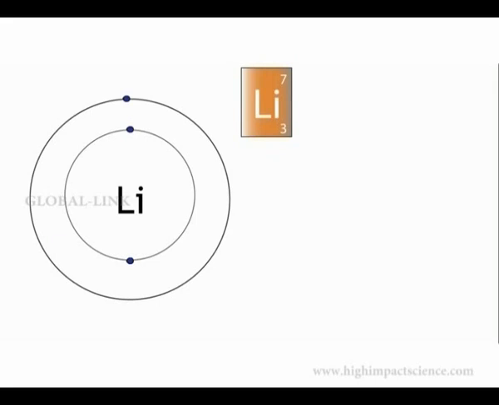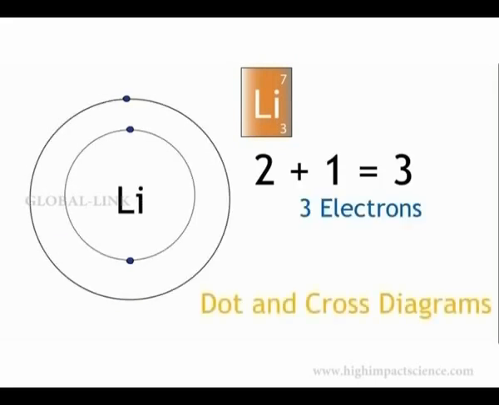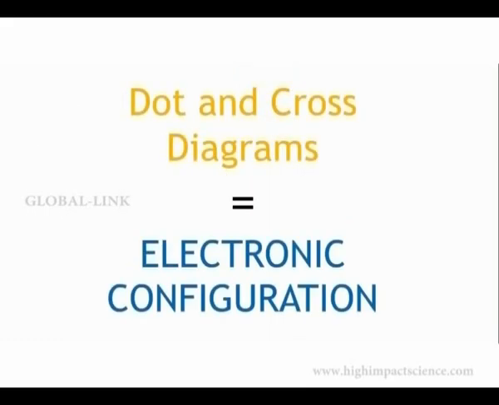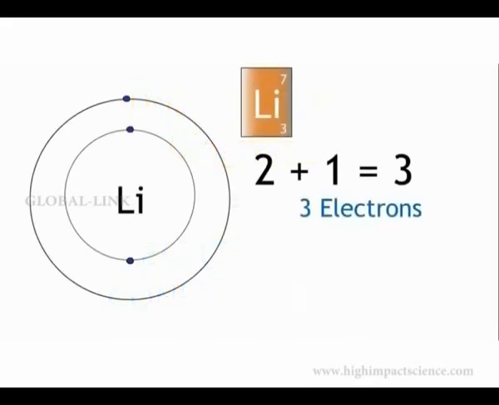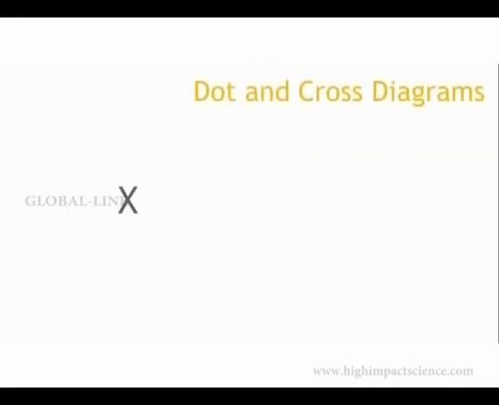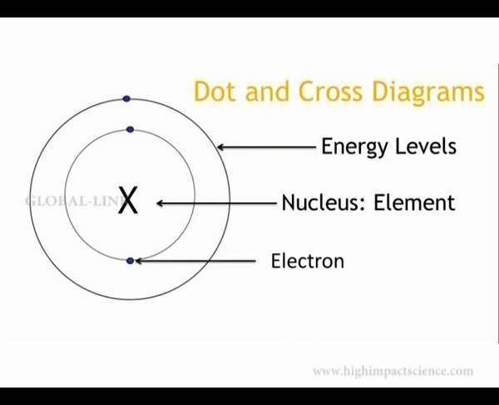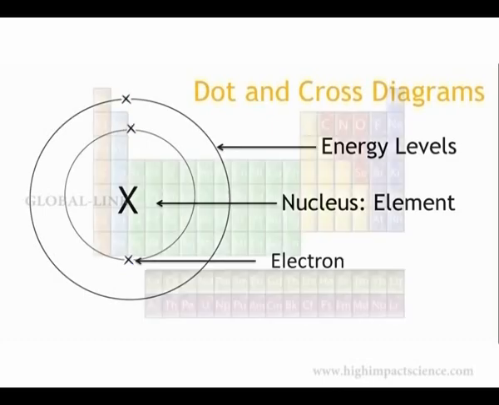the second energy shell. This is called a dot and cross diagram and is used to show the electron configuration of atoms. You need to be able to draw these diagrams as well as write the electron configuration. For lithium, it will be Li 2,1. In the diagram, the nucleus is represented by the element symbol or a black dot. The energy levels are represented by circles around the nucleus, and the electrons are represented by dots or crosses.